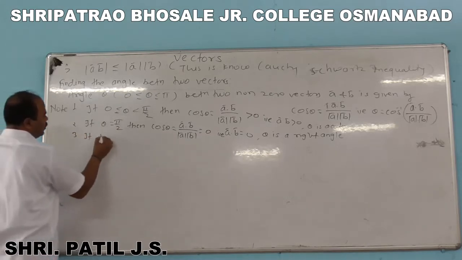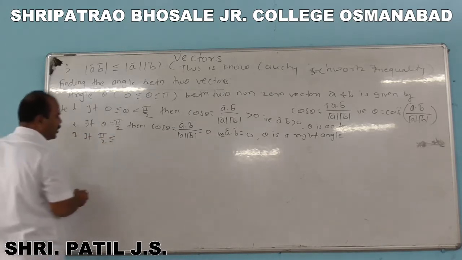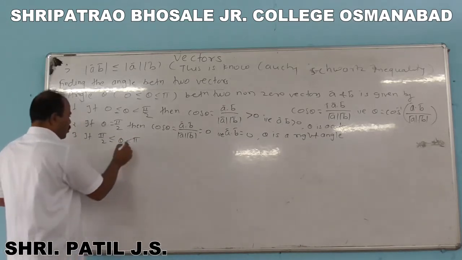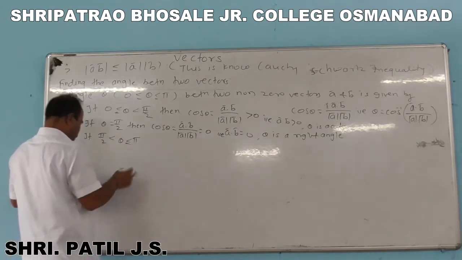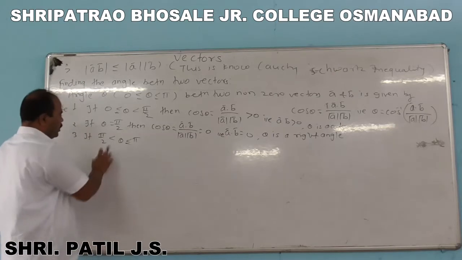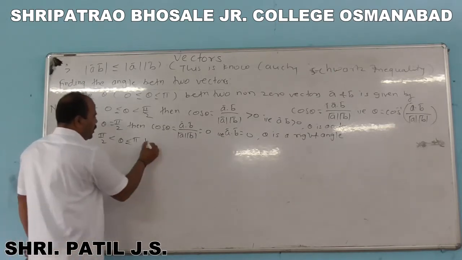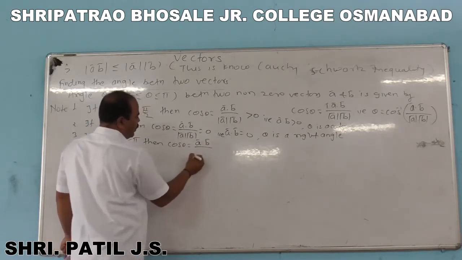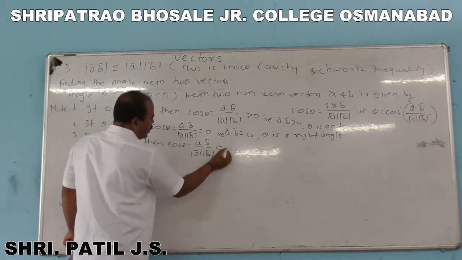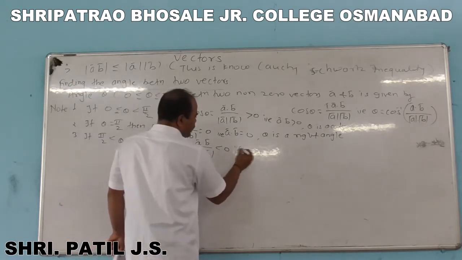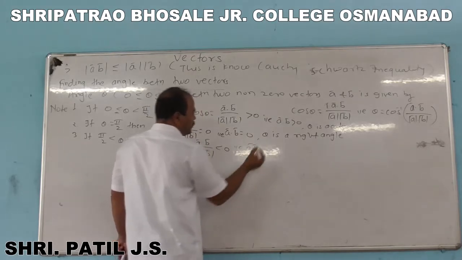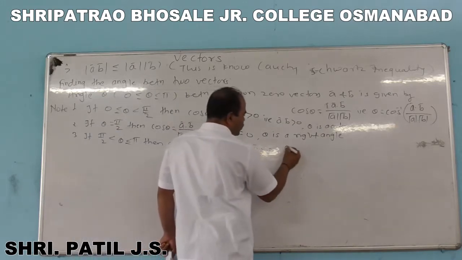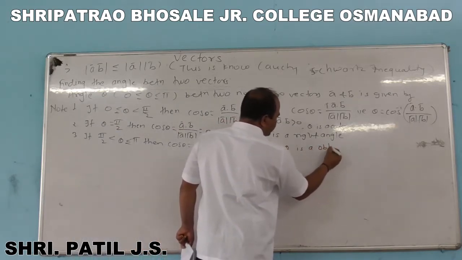Third, if pi by 2 is less than theta less than or equal to pi, then cos theta equal to A bar dot B bar divided by mod of A bar into mod of B bar is less than 0. That means this A bar dot B bar is less than 0, that means negative. Hence, this theta is obtuse.